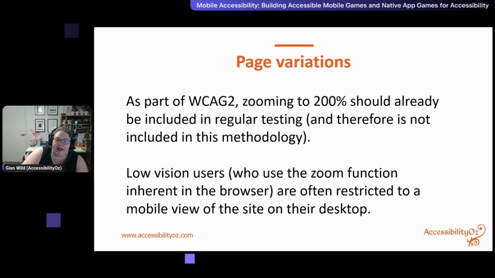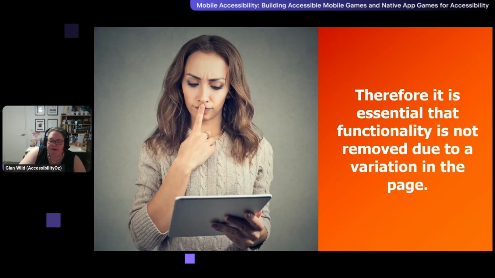So as part of WCAG 2, you should be able to, on your desktop, zoom to 200% on any browser and still be able to use the site properly. Of course, that's not included in this methodology. But people who do that and increase the zoom to 200 or 300% often end up triggering the mobile version of the site on their desktop. So what does that mean? It means there are some people with disabilities who only ever see a mobile version of your page. So that means that everything that you have on your desktop website, you need to have on your mobile website as well.